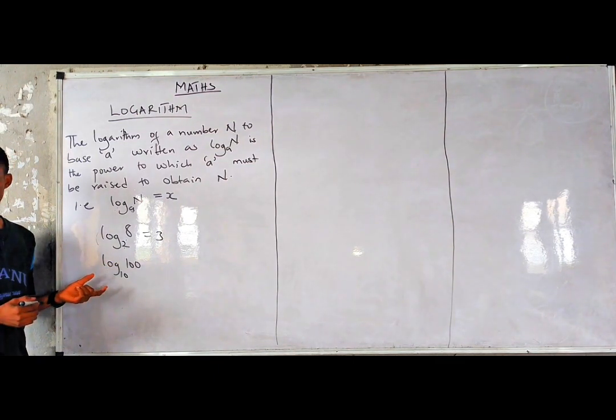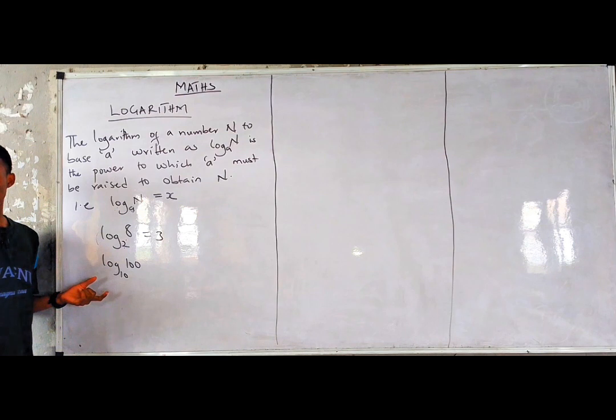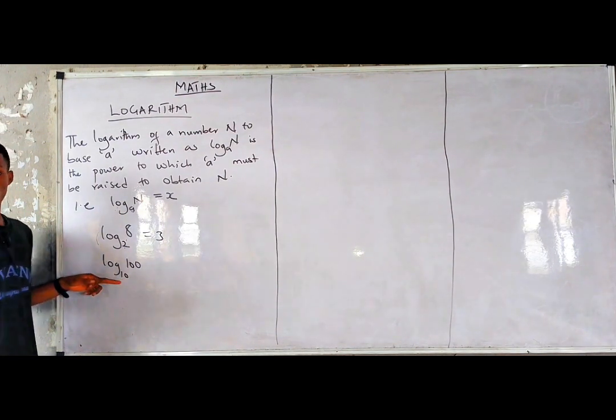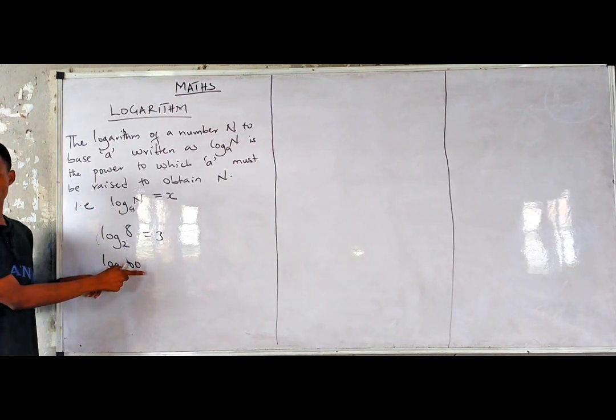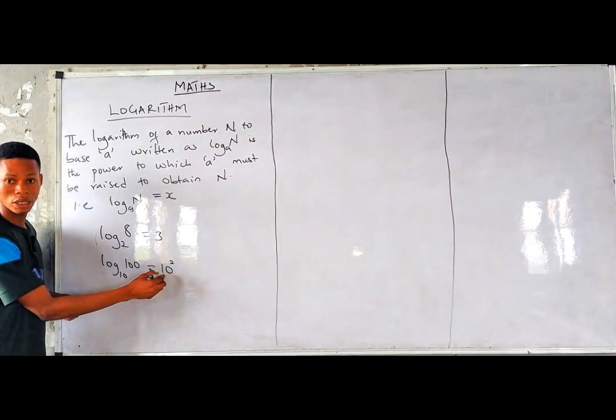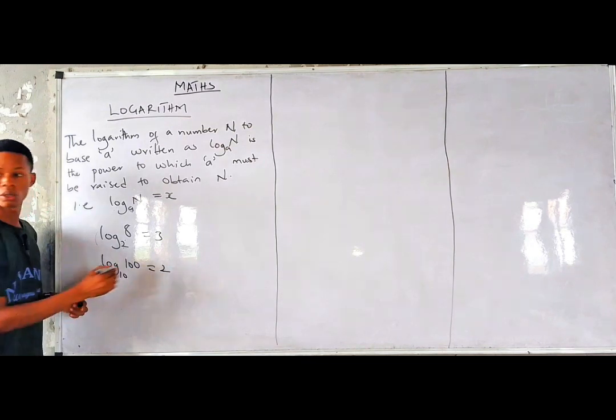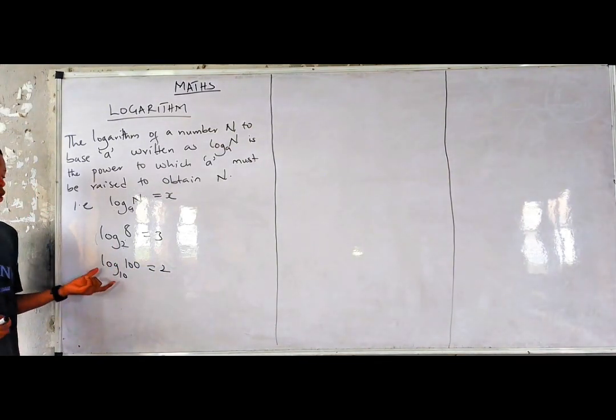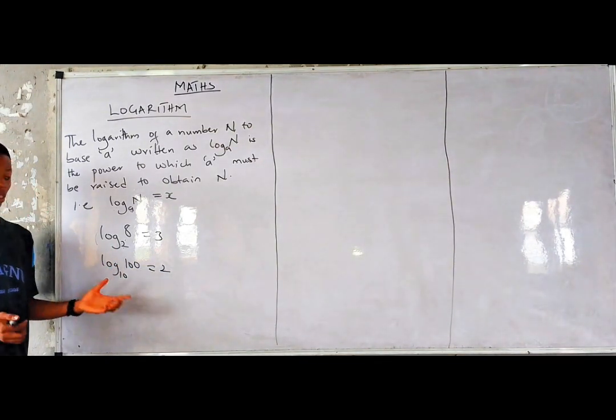If you have something like this, what should be the answer of this? 2, right? Because the equation is 10 raised to power what will give you 100. And we know that 10 raised to power 2 will give us 100, right? So the answer to this is 2. So if you are asked to find log 100 in base 10, the answer is 2.